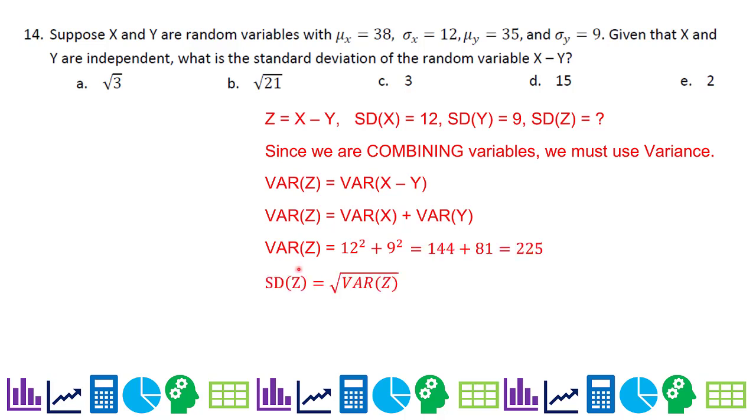So my standard deviation, going backwards, is the square root of the variance. Make sure you have this memorized. This is not on your cheat sheet or your formula chart. You probably should write it on your cheat sheet and memorize it by the time you take your AP exam. So we're going to take the square root of this 225, which gives us 15. So our answer is 15.